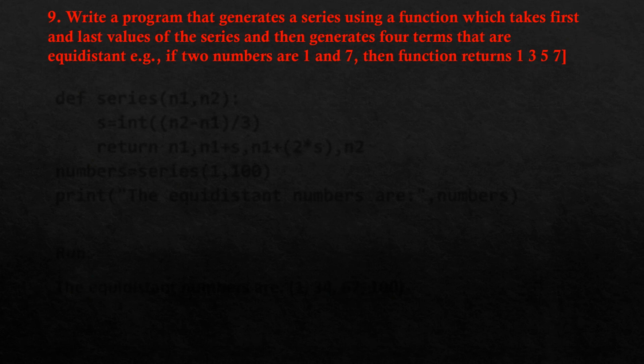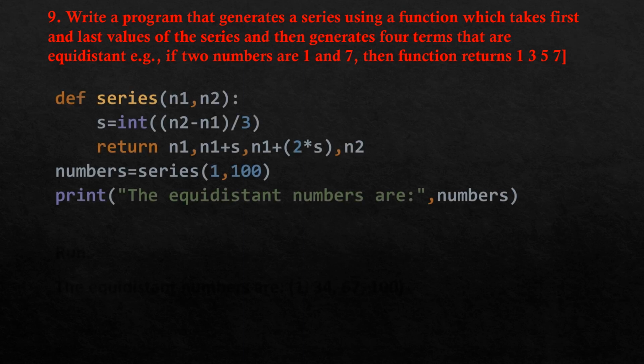Now this program is to generate a series using a function which takes first and last values of this series and then generates four terms that are equidistant. That is, if two numbers are 1 and 7, then the function should return 1, 3, 5 and 7. Okay, now let's do this one.